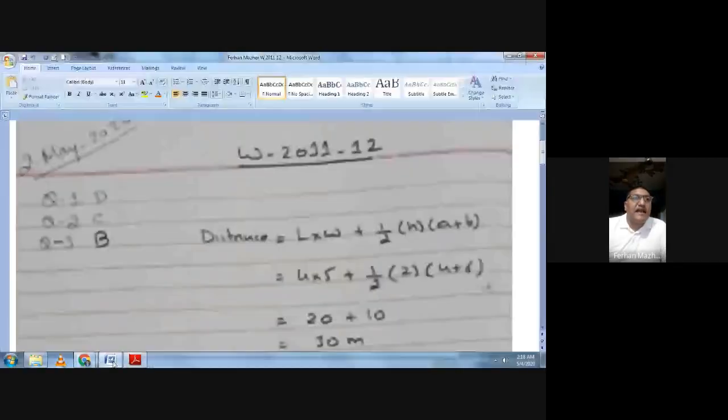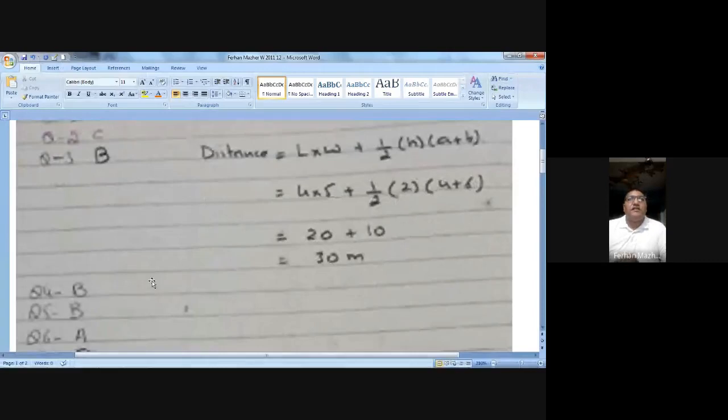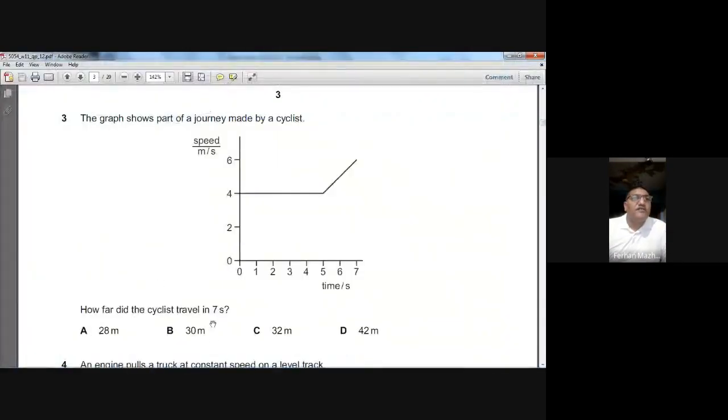For your convenience, I have done this on a paper. You can see distance is equal to the area of the rectangle plus area of the trapezium. Area of the rectangle will be length into width, and the area of the trapezium will be 1 by 2 into height into sum of parallel sides. So 4 into 5 plus 1 by 2 into 2 into 4 plus 6, and the total answer will be 30 meter. I hope that is a numerical and you have understood it. So the choice will be B. Question number 3, the choice will be B, 30 meter.